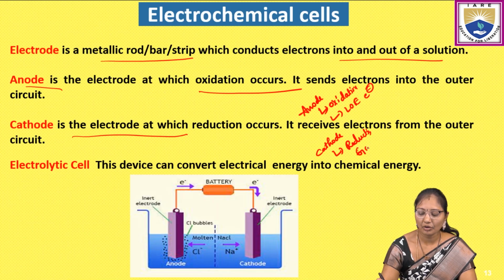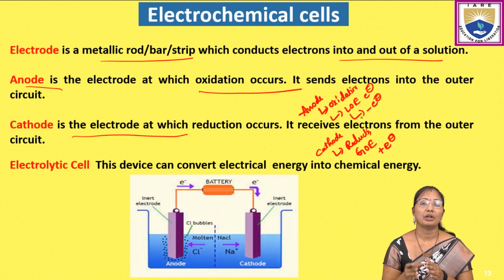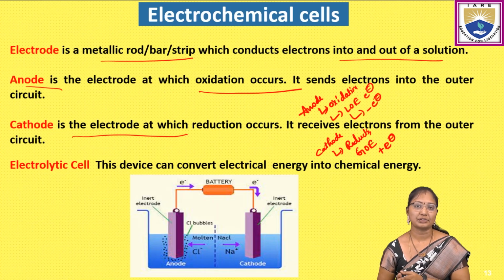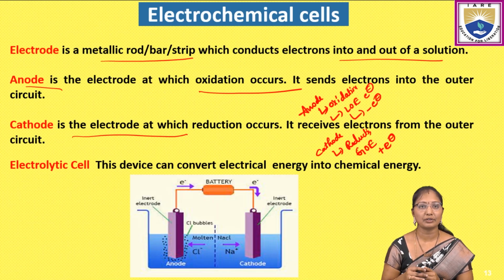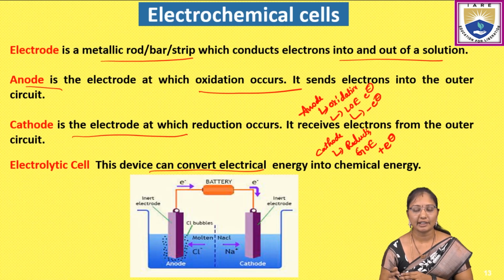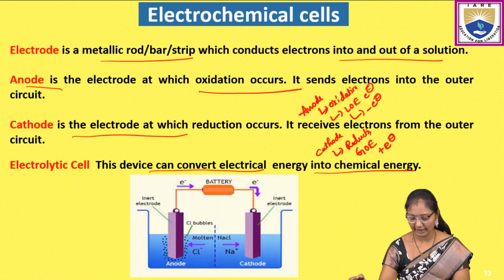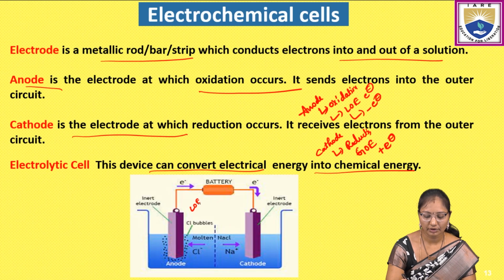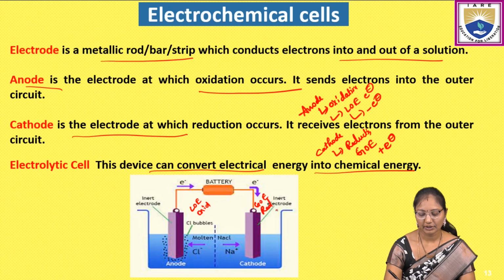So this is gain of electrons. The electrons means plus electrons, here minus electrons. So simple: anode, oxidation, loss of electrons. Cathode, reduction, gain of electrons. The electrolytic cell means the device that converts electrical energy into chemical energy. Here anode means loss of electrons, oxidation; here gain of electrons, reduction, cathode reduction.